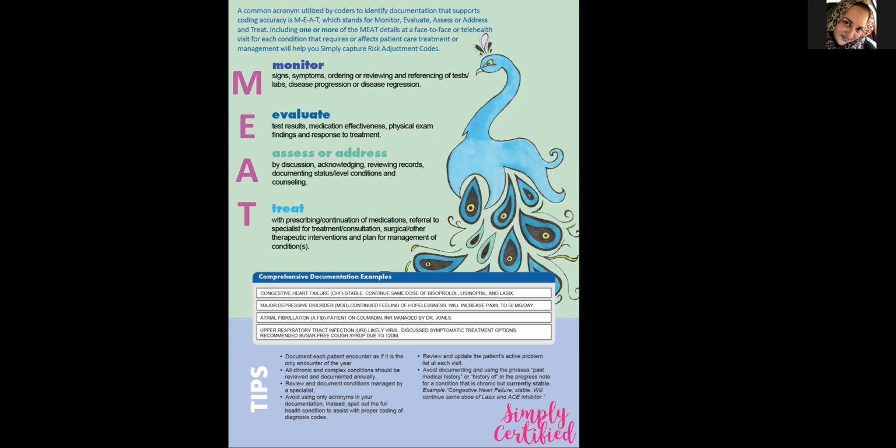So including one or more of the MEAT details in a face-to-face or telehealth visit for each condition that requires or affects patient care, treatment, or management will help you simply capture risk adjustment codes. So risk adjustment documentation really isn't that hard. It literally takes one sentence.